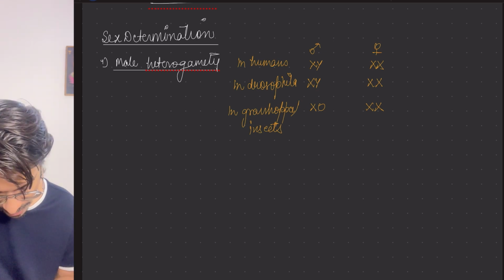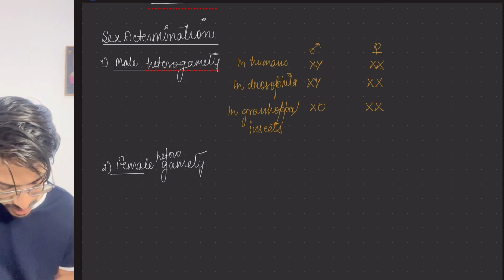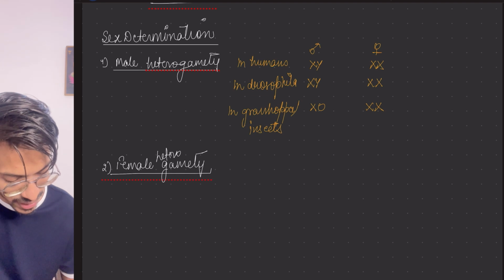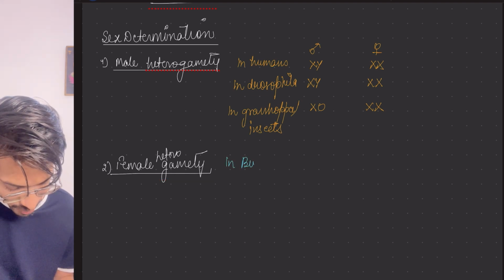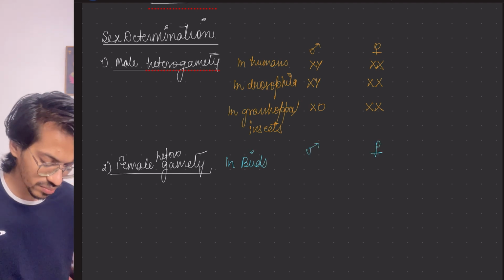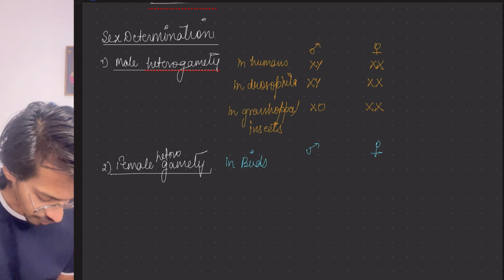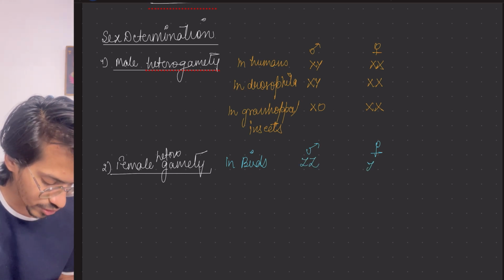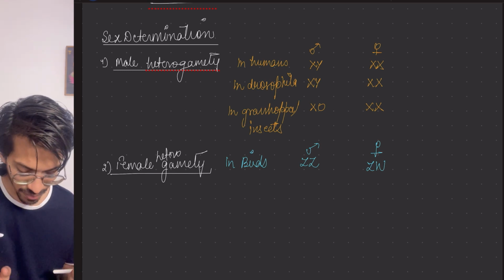The second type is female heterogamety, which is seen in birds. In birds, the male has a similar kind of chromosome pair, whereas the female has a different chromosome present. So this thing we have to remember.